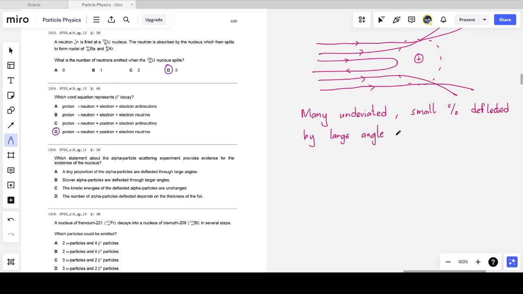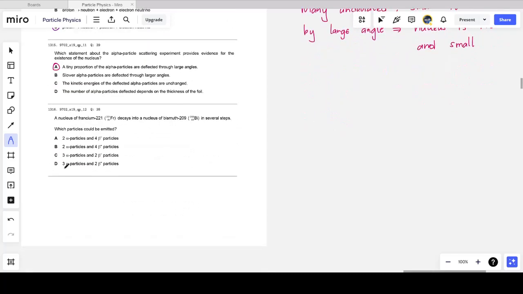Because this was only a very small amount, and because they were pushed away from the nucleus, not pulled towards it, we figured that the nucleus of the atom is positive, and it's quite small. If it were bigger, there'd be a larger percentage of alpha particles deflected by these larger angles. The nucleus is small and the nucleus is positive. And this corresponds with option A: a tiny proportion of the alpha particles are deflected through large angles. That's the observation that tells us that the nucleus exists.